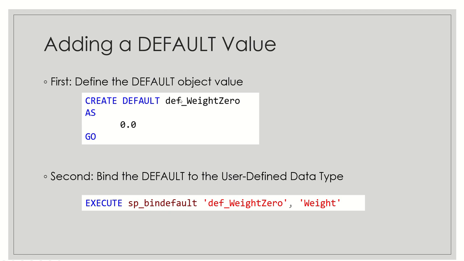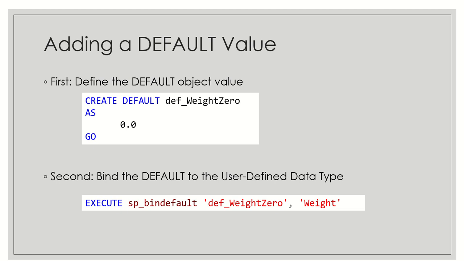The prefix for default should be df. So we're going to say create default and then give it a name starting with df that indicates what we're representing. We use the word as to indicate that the value is about to come, and we're using 0.0 here. So if we didn't specify a value for weight, the default will be 0.0. And again, we use go to make sure that the batch completes before we move on, because the second step now is to connect those two things together.